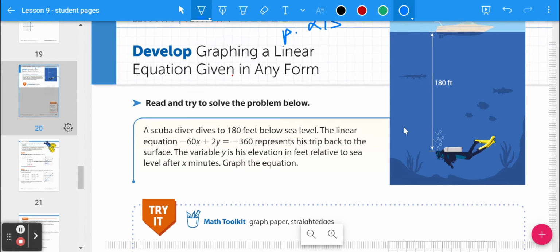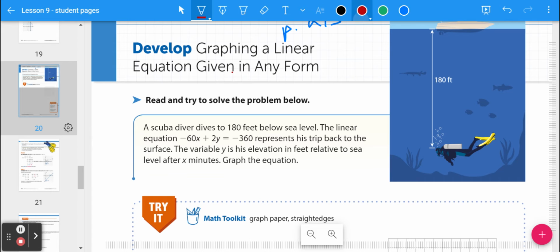So let's look at the problem of the day. Let's read this through right here on page 215. It says a scuba diver dives to 180 feet below sea level. The linear equation negative 60x plus 2y equals negative 360 represents his trip back to the surface. The variable y is his elevation in feet relative to sea level after x number of minutes. Graph the equation.